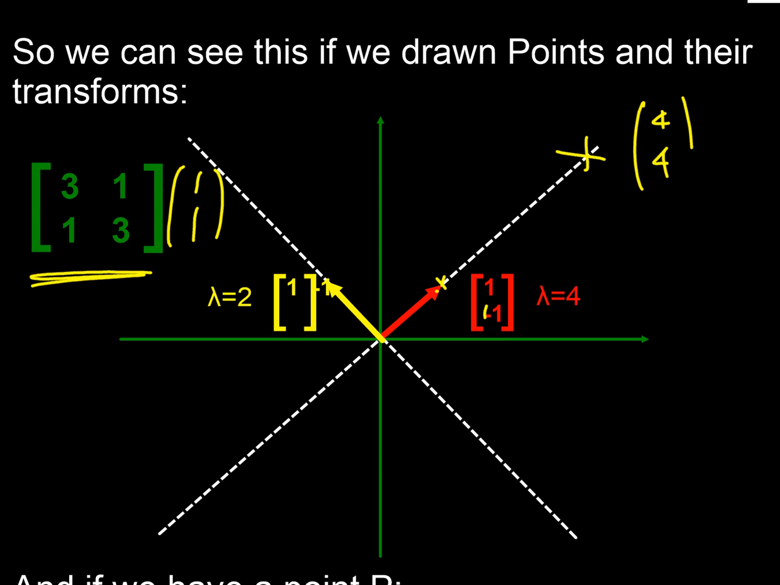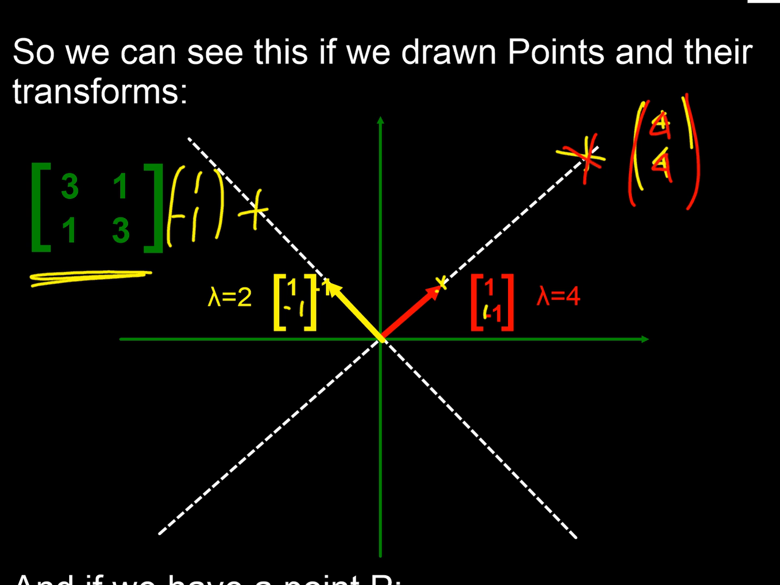That should really be in red. So that one's going to 4, 4. And if I had a point here, which is 1 minus 1, and I put it into this matrix, I would go from the point 1, 1 to the point 2, 2. Multiplying that out, so that's quite interesting, isn't it? We've got two separate stretches going on, yeah?